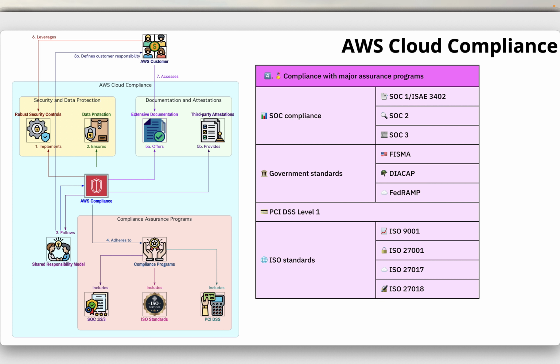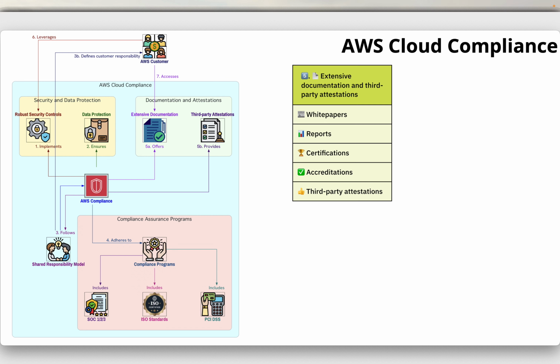It's used for all credit card transactions. Then we have ISO, which is International Organization for Standardization, and 27001 is Information Security Management System. Then 27017 is for security controls for cloud services. Then 27018 is for the protection of personally identifiable information, PII, in public clouds. And finally ISO 9001 is for the quality management system. Extensive documentation and third-party attestations. AWS provides detailed information about its IT controlled environment through white papers, reports, certifications, accreditations and attestations from third parties.